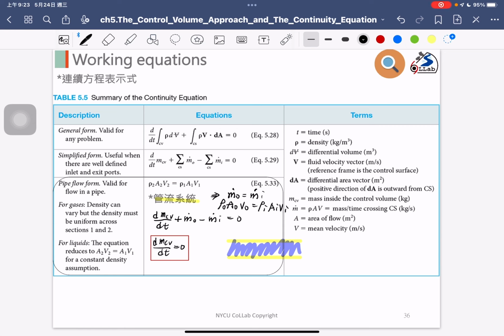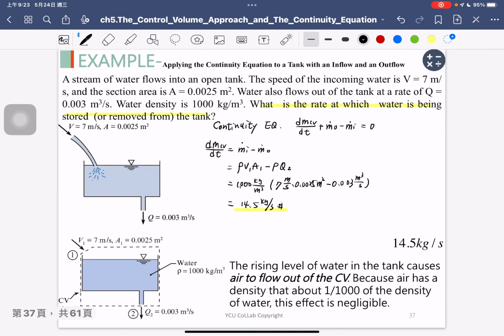Okay, so this is all the continuity equation formulas already summarized in the table, and this is an example we have done before in the last class. So this is a very simple exercise. We just pick the control surface boundary, and inside is our control volume, right? And the line here is our control surface.